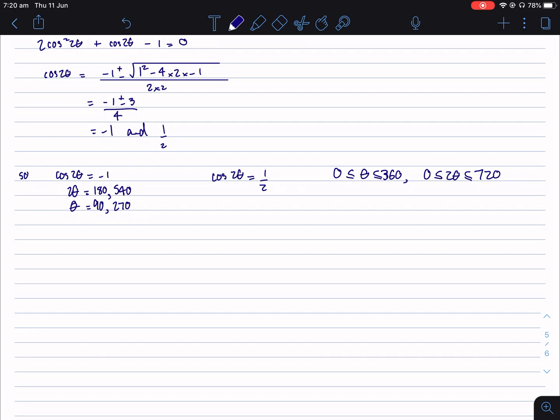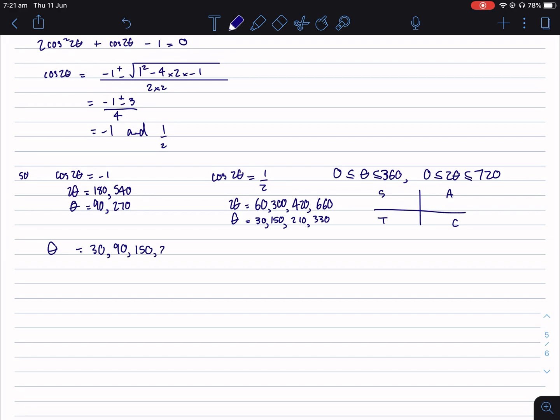Okay, cos 2 theta equals half, so 2 theta equals, that's 60, it's going to be 300, and we're going all the way around, so it's going to be 420, 660. So theta is going to be 30, 150, 210, and 330. So theta equals, in order, 30, 90, 150, 210, 270, 330. And I'm going to check a little degrees on each of these because I've been too lazy to do it until now.